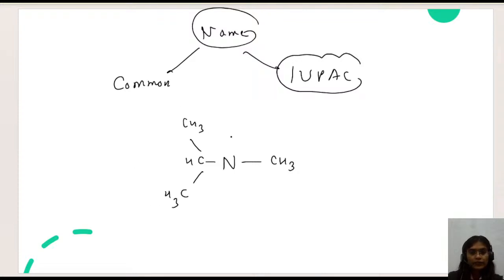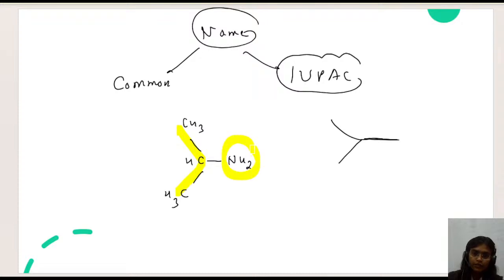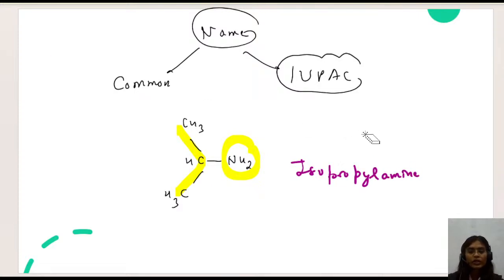In this case, this is an iso group, if you remember, a Y kind of structure. If you're observing, this is a Y and this is the NH2 group. So it becomes isopropyl because of three carbons, and then amine. So it becomes isopropylamine. It's a common name, not an IUPAC name. So this is the first one.